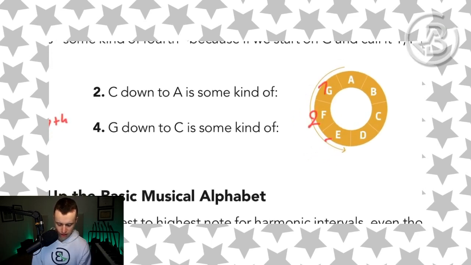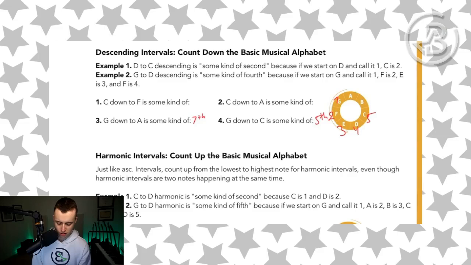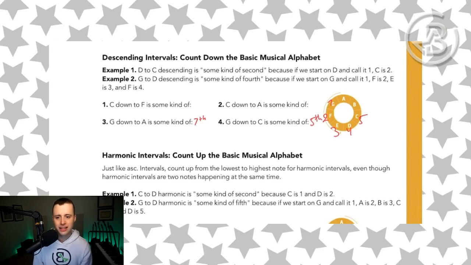G, F, E, D, C is some kind of fifth. So whenever we're figuring out descending intervals, we're going to count backwards down the basic musical alphabet. So we're going to count down to the left. And that's going to change the number. Like we saw, ascending, G to C was some kind of fourth, but descending, G going down to C is some kind of fifth. I will see you in the next lesson.